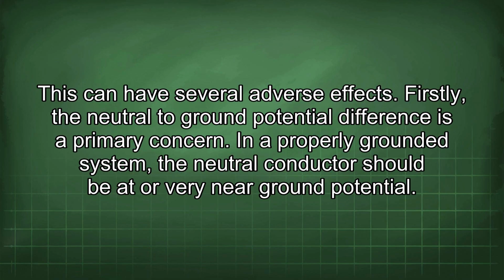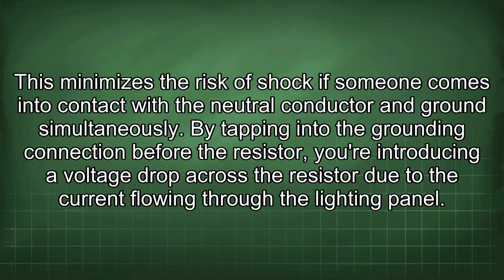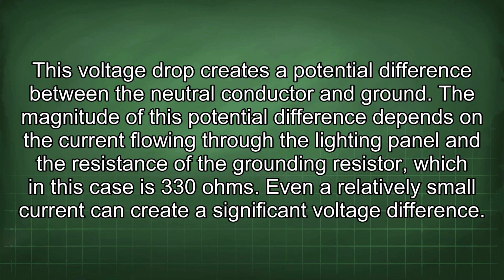Firstly, the neutral-to-ground potential difference is a primary concern. In a properly grounded system, the neutral conductor should be at or very near ground potential. This minimizes the risk of shock if someone comes into contact with the neutral conductor and ground simultaneously. By tapping into the grounding connection before the resistor, you are introducing a voltage drop across the resistor due to the current flowing through the lighting panel. This voltage drop creates a potential difference between the neutral conductor and ground.